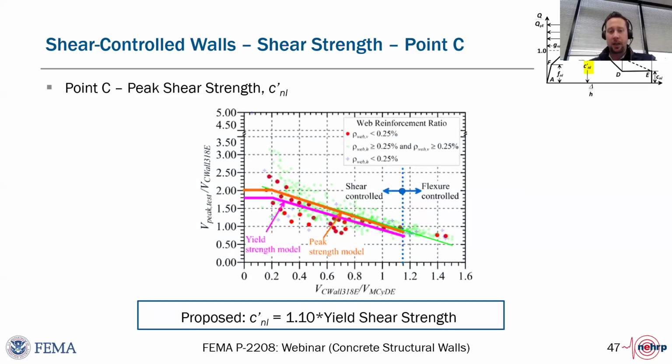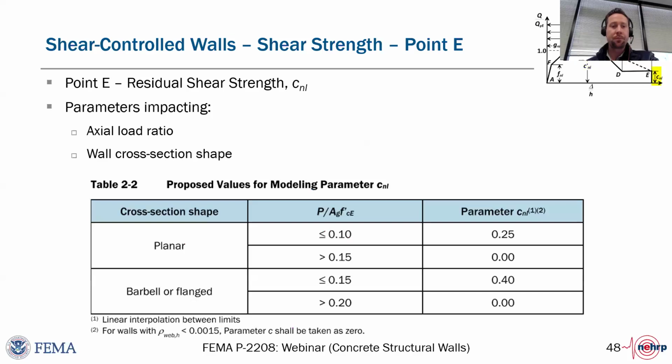Then for the peak strength, similarly, we do offer some overstrength, and that's a change from the ASCE 41-17 provisions, where we assumed the same strength for peak and yield. Now it's a 1.1 factor, and you can see there's a decent correlation there. Again, generally the 1.1 fit pretty well for all those conditions. And then the residual strength also depends on whether it's considered a flange wall or a planar wall. So you can see you get a slightly different residual strength ratio depending on that condition.